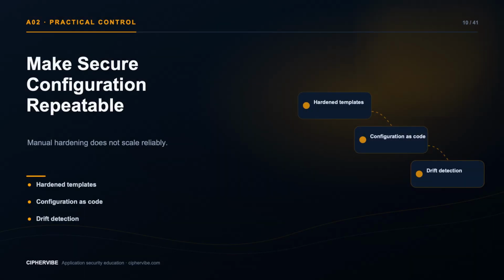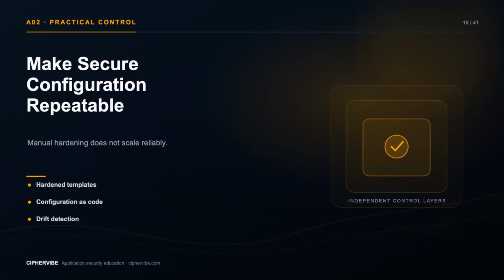Start with minimal hardened templates. Express configuration as code, remove samples and unused features, separate secrets from settings, automate validation, compare environments, and monitor drift. Production errors should help operators investigate without exposing stack traces, credentials, file paths, or sensitive records to users.